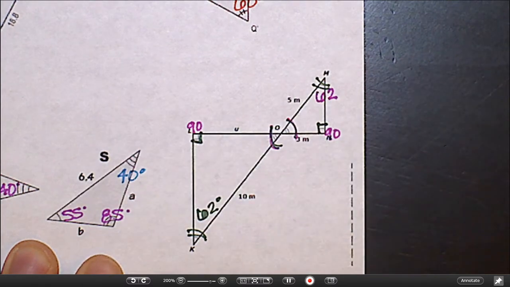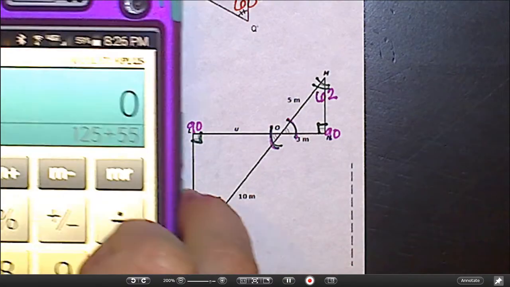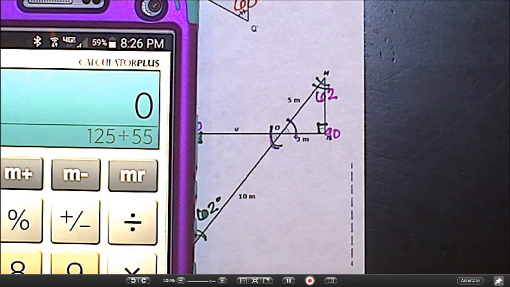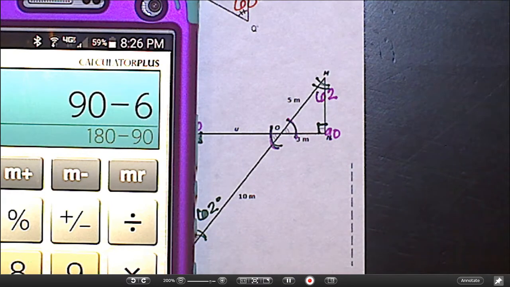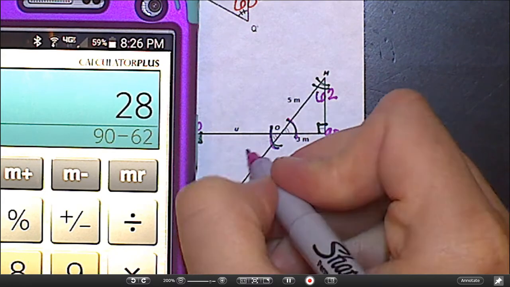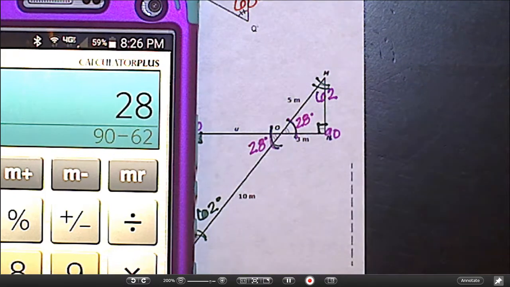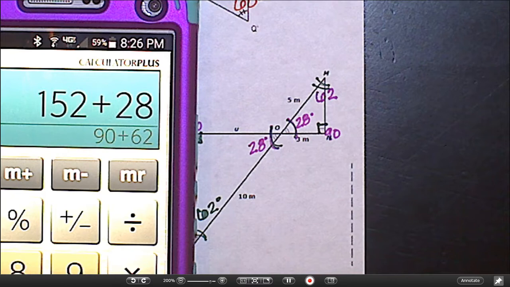So if I know that I have 90 degrees and 62 degrees, that means I have 180 altogether, minus 90 degrees gives me 90, and then I'm subtracting the 62 degrees that I gave you, and we have 28 degrees left over. So this is 28 degrees, and this is 28 degrees. If we add those up, 90 plus 62 plus 28, that's 180.